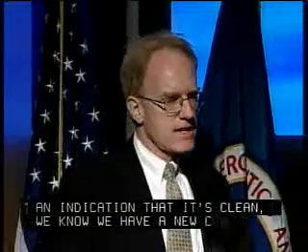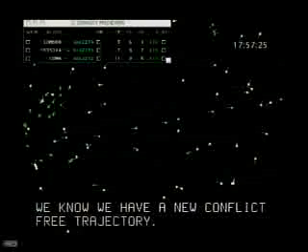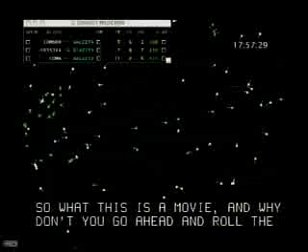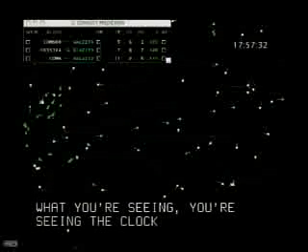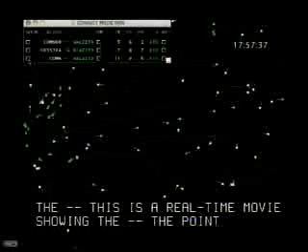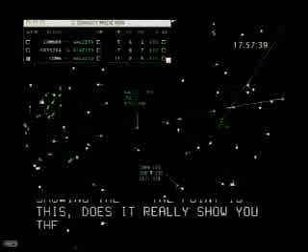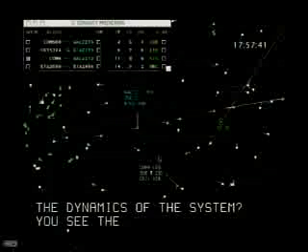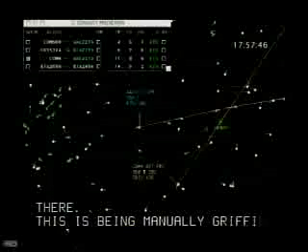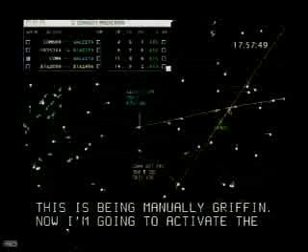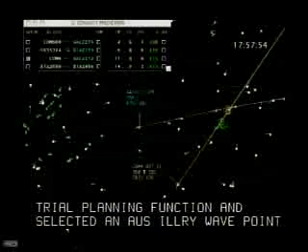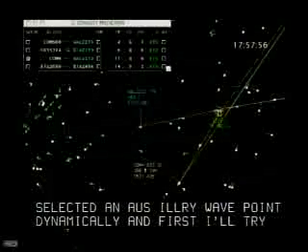Okay, so this is a movie. Why don't you go ahead and roll the movie? You see the clock ticking off on this real-time movie, and the point of this is to really show you the dynamics of the system. You see the conflict list up there. This is being manually driven. The conflict graphics comes up. Now I'm going to activate the trial planning function and select an auxiliary waypoint dynamically. First I'll try to turn inside and see if I can turn behind that traffic. That's usually a reasonable maneuver.